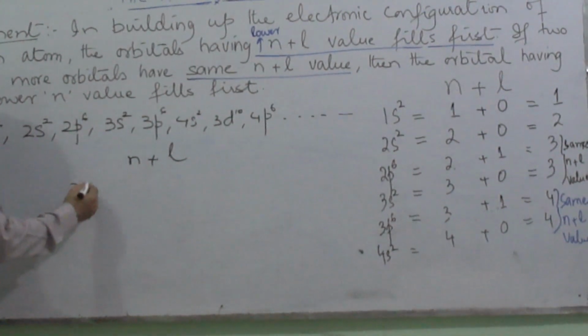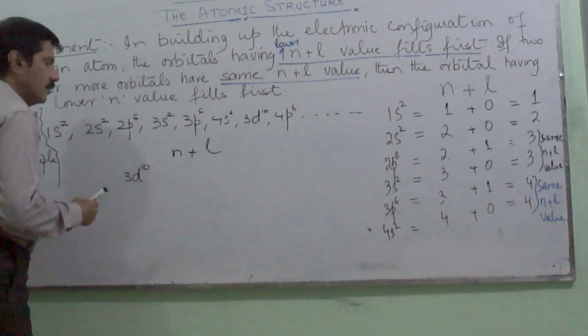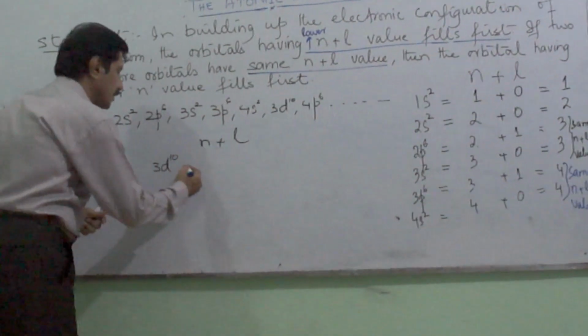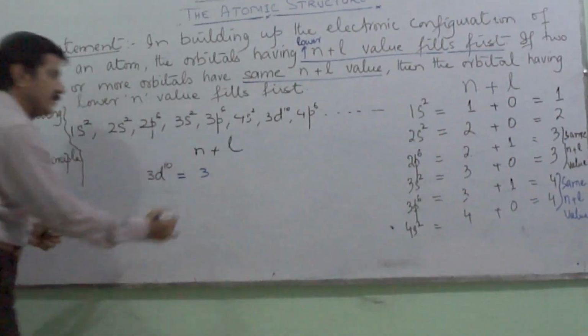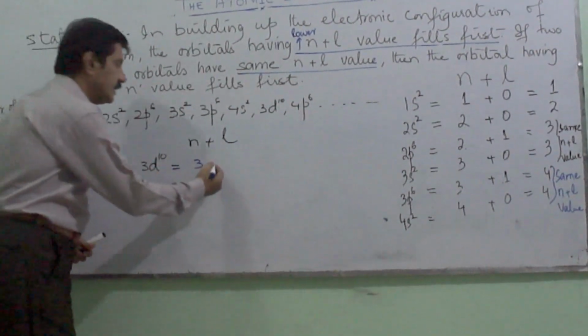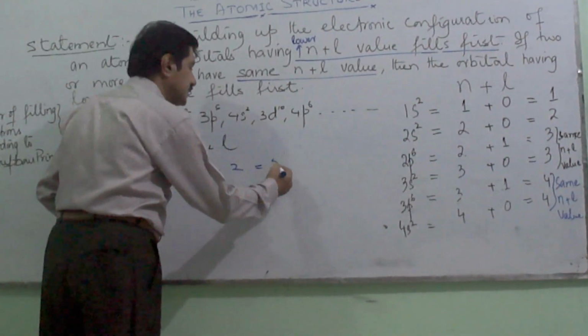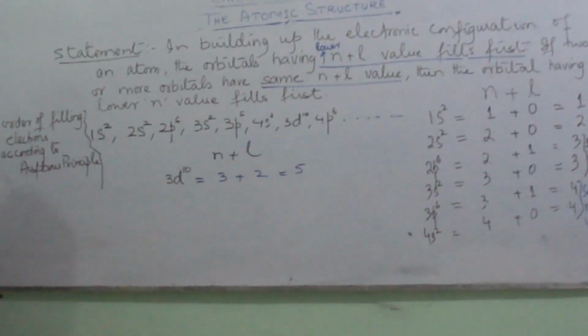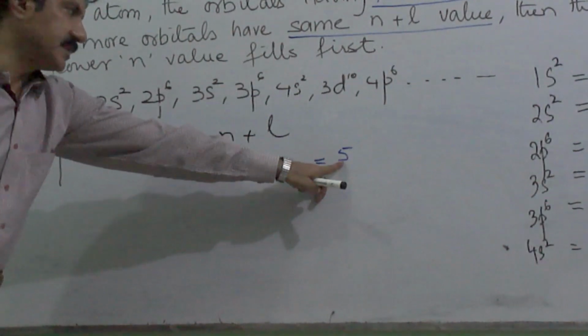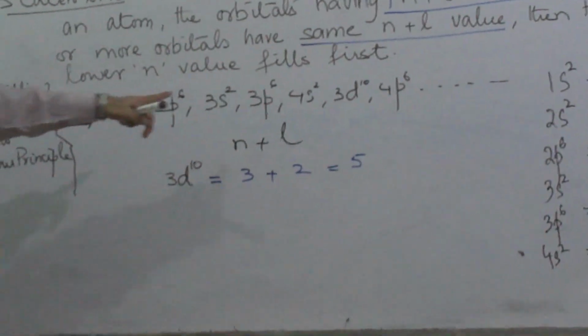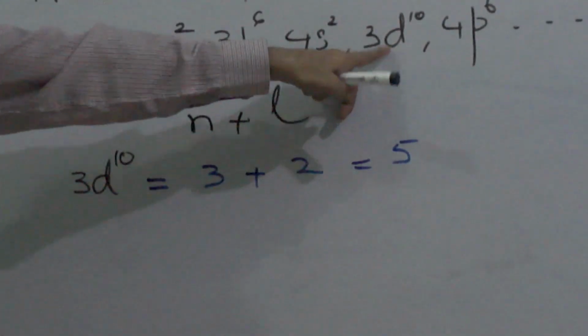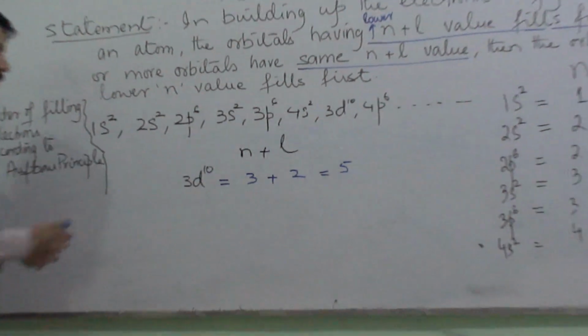3d got 10 electrons. Why it has got 10 electrons? Because for 3d the n value is 3. For d orbital L value becomes 2. The sum of n plus L value becomes 5. After 4, 5 is the higher value. So after 4s, 3d orbital was filled with 10 electrons.